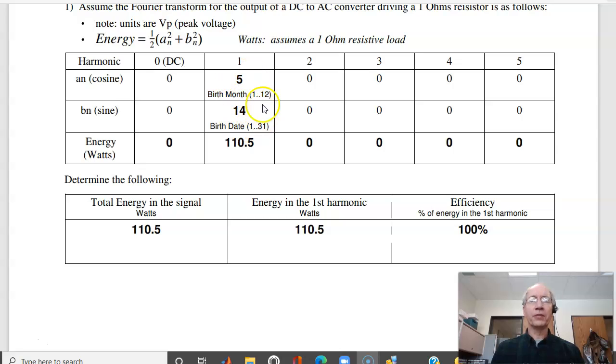If all the energy is in the first harmonic, the energy is 1/2 the cosine squared plus sine squared of their amplitudes, 110.5 watts. The total energy is the sum of all the harmonics, 110.5. Energy in the first harmonic is 110.5. The efficiency is the ratio, 100% efficient. That's really what you want.